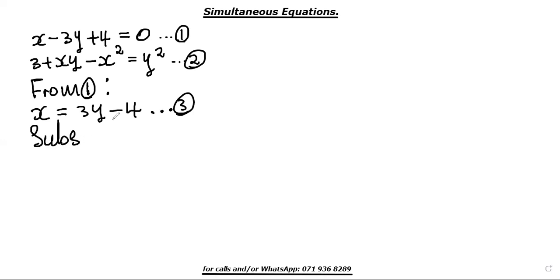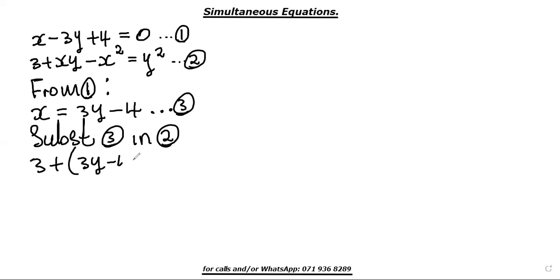Then we substitute the third equation into the second equation. In other words, in the second equation, where you see x, you put 3y minus 4. So we have 3, and then we say plus 3y minus 4 times y, and this y you can choose to put here, but for now, let's say it's here. Then you say minus 3y minus 4, which is squared, and the whole thing equals y squared.